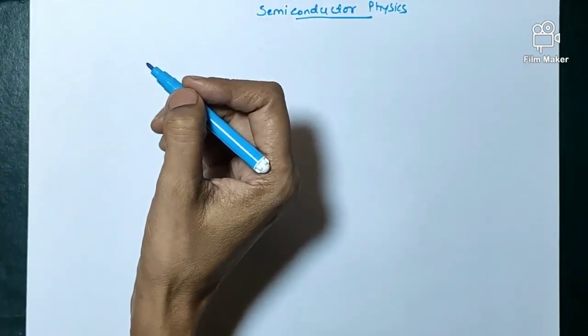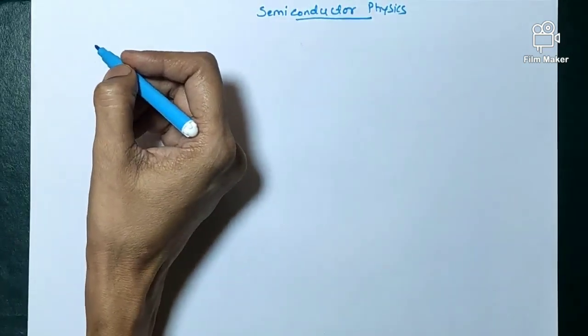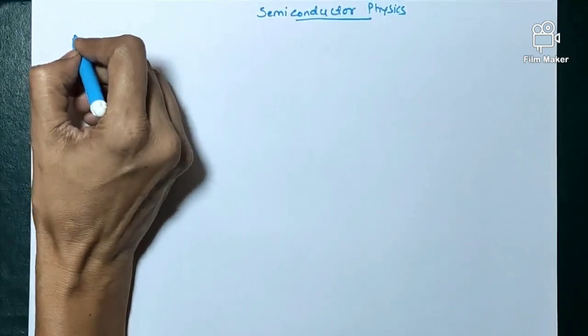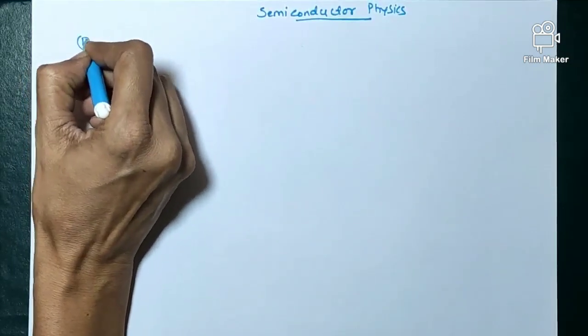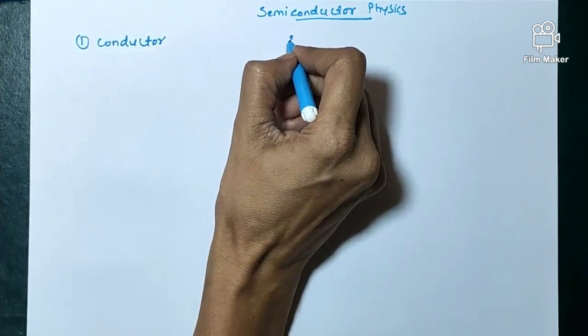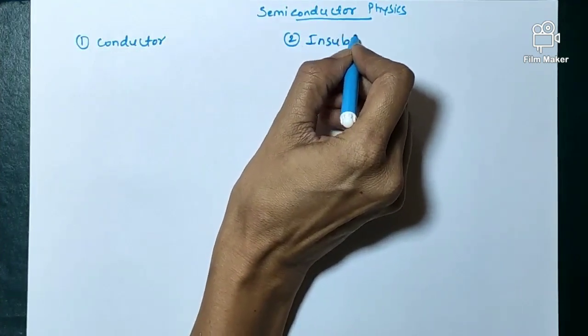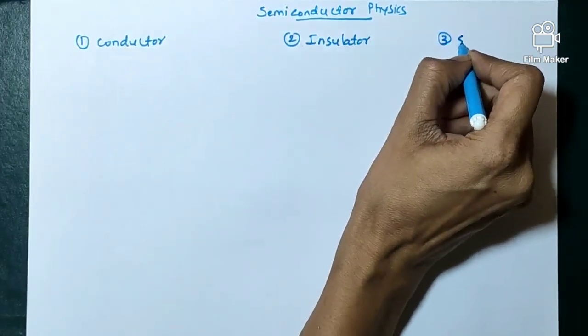So, materials are classified into three categories according to their ability to transfer electricity. That is, number one, a conductor, insulator, and semiconductor.